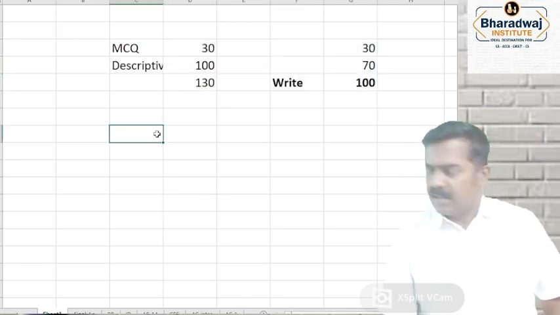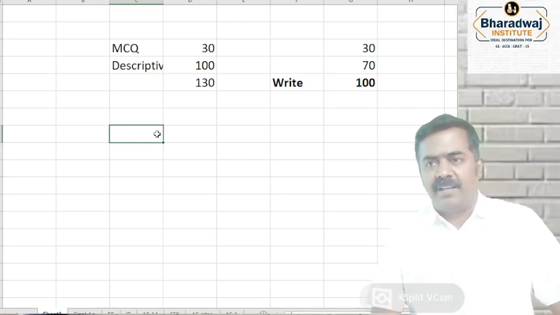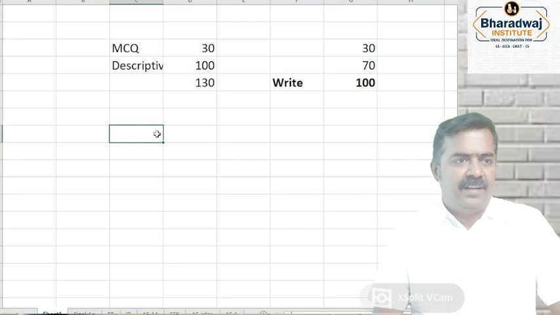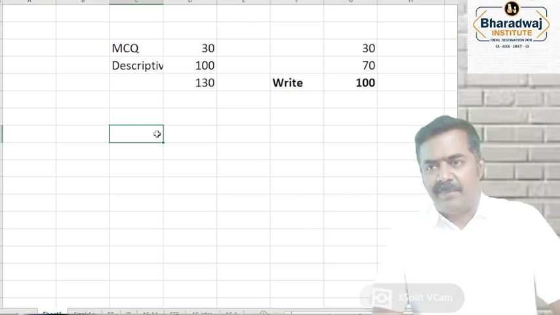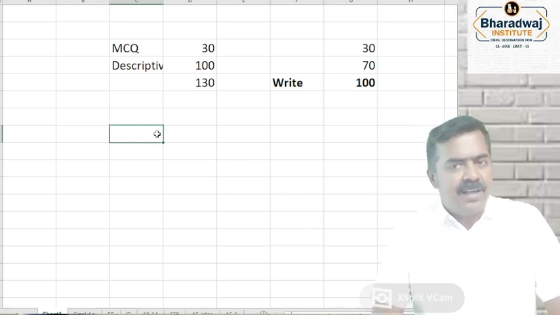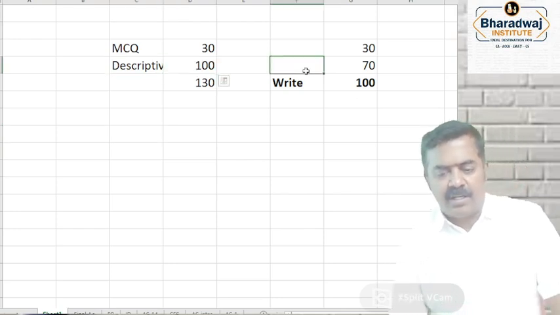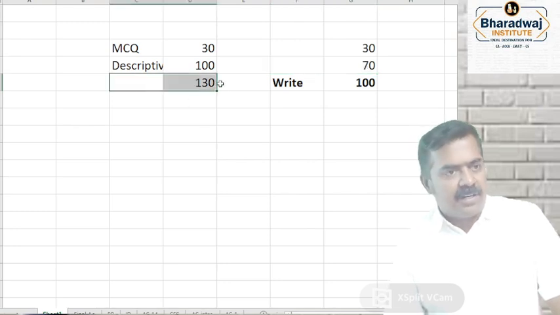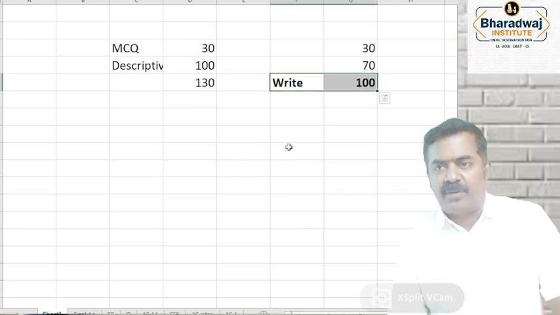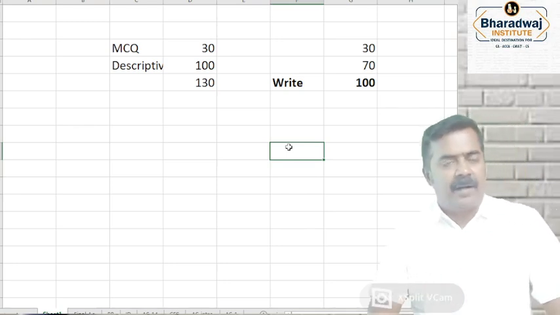Before we start, I hope you know the paper pattern, the pattern of questioning for CA Inter. MCQ will be 30 marks, 15 questions into 2 marks, 30 marks. And descriptive questions you will be getting for 100 marks. In that you have to write for 70 marks. That is, totally your question paper will contain 130 marks, where you have to write for 100 marks. This is a standard question paper pattern.